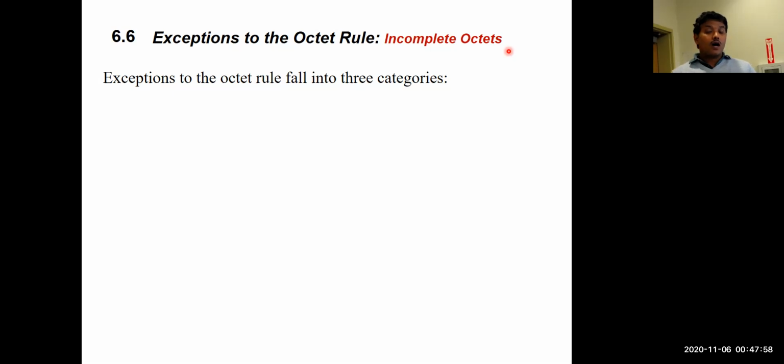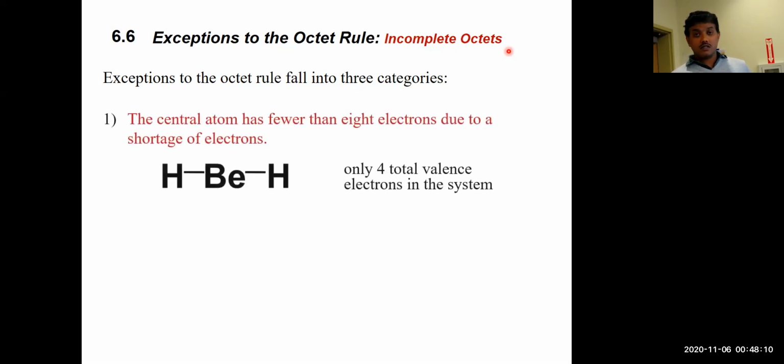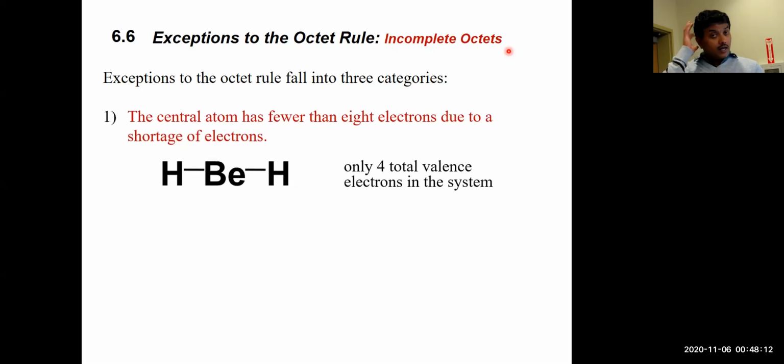Other elements can have less than 8 or more than 8 and still come up with a correct Lewis structure. So the first one here is incomplete octet, which means we are going to discuss molecules that have a central atom or any atom that doesn't have 8 electrons.